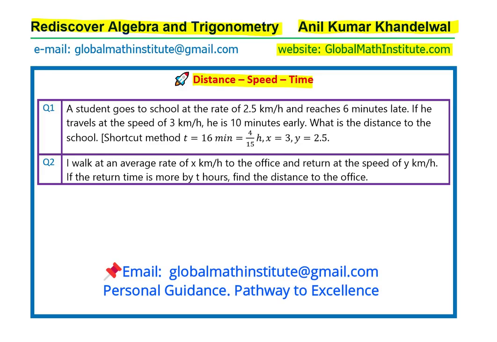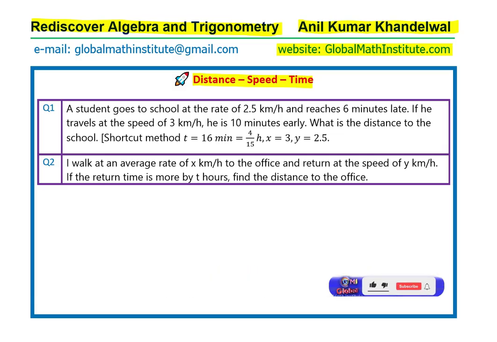Question number 2 is: I walk at an average rate of x kilometers per hour to the office and return at the speed of y kilometers per hour. If return time is more by t hours, find the distance to the office. So, as you can see, question number 2 is kind of a general question for question number 1. And these are very popular questions in many competitive exams. So, therefore, we have taken a set of these questions in our book.